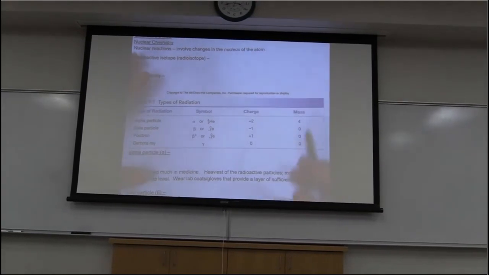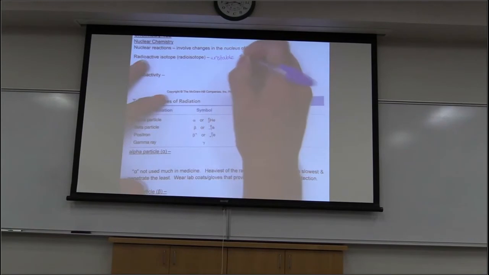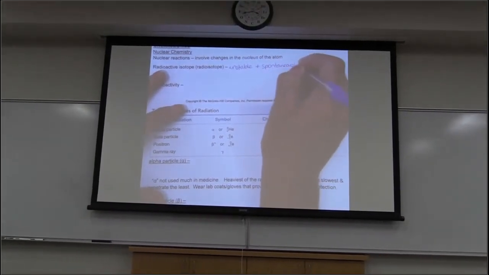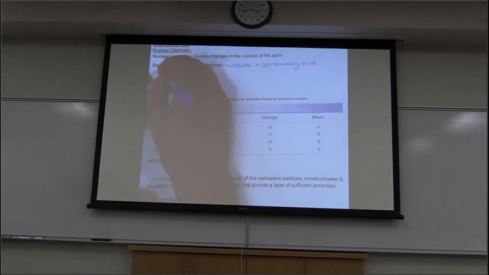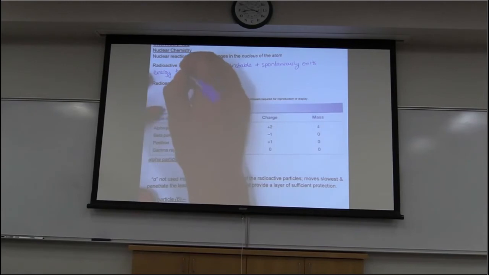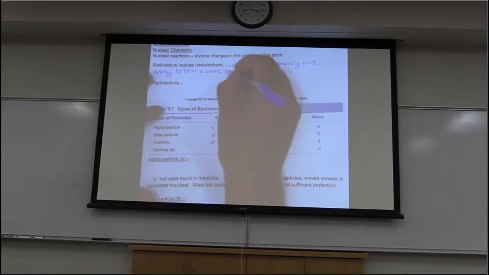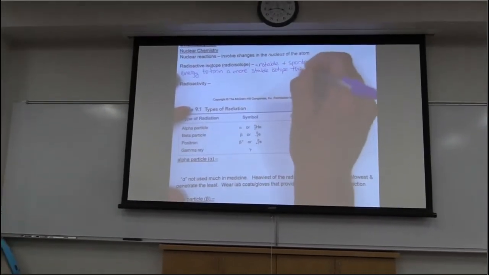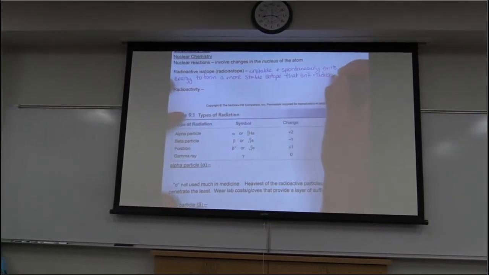So a radioactive isotope is unstable and spontaneously emits energy to form a more stable isotope that isn't radioactive.